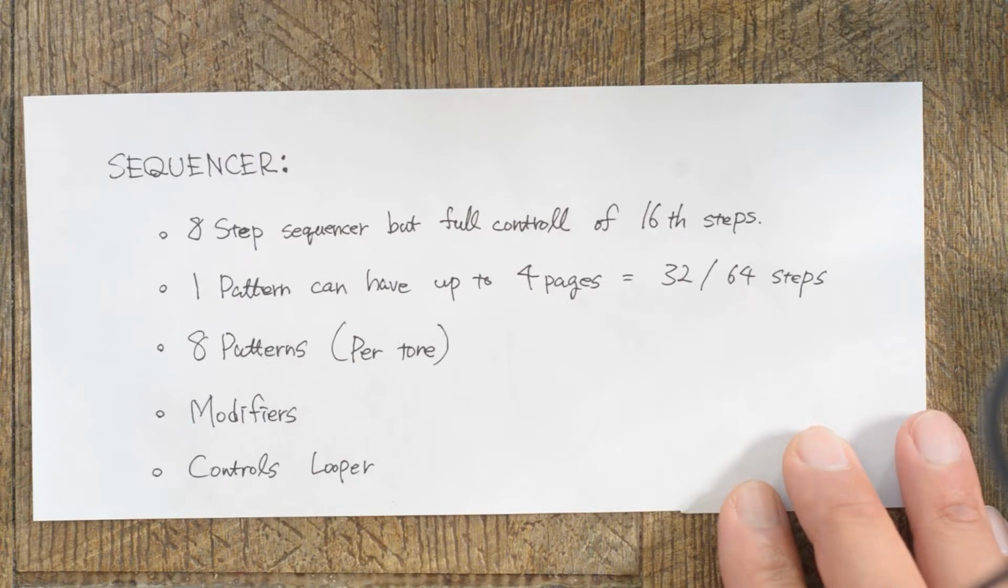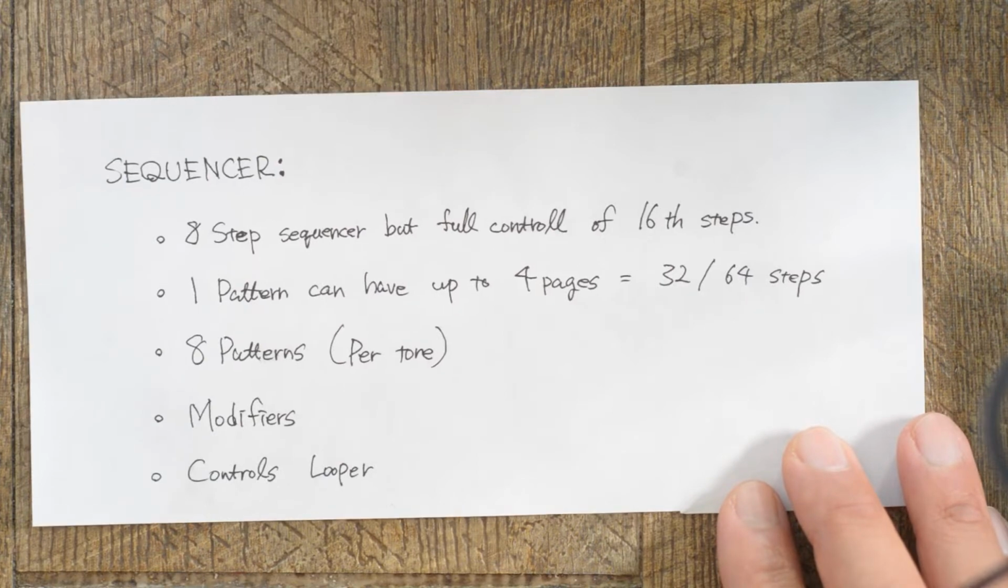And the big feature of the sequencer is that it has modifiers. The modifiers are basically a way to modify the pattern data without breaking the pattern data. Also, you can apply the modifiers permanently. Combining modifiers makes it very flexible and very easy to generate unexpected results. Also, another important thing is that it controls the looper.